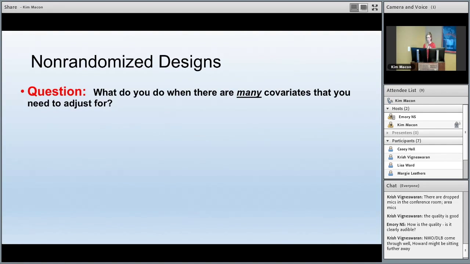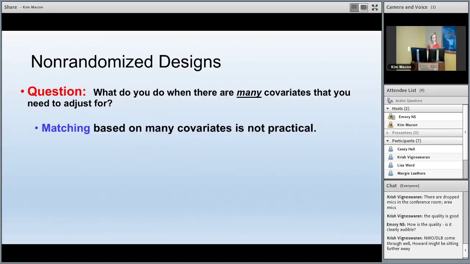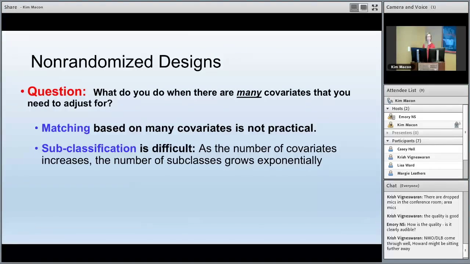So the question that we have is, what do you do when there are so many covariates that you need to adjust for? If you have a limited sample size, you can't put 5,000 variables in the model to attempt to balance your treatment groups. Matching is not practical because if I have to match 2 people on a bunch of different characteristics, I'm not going to be able to match anybody.